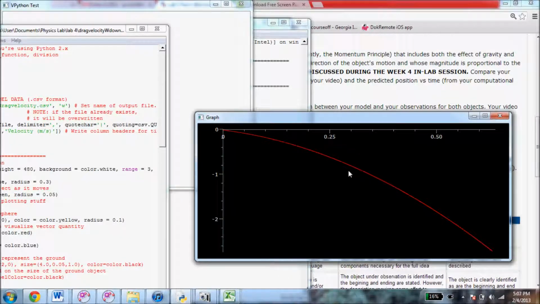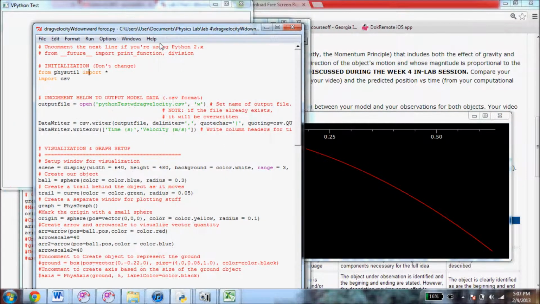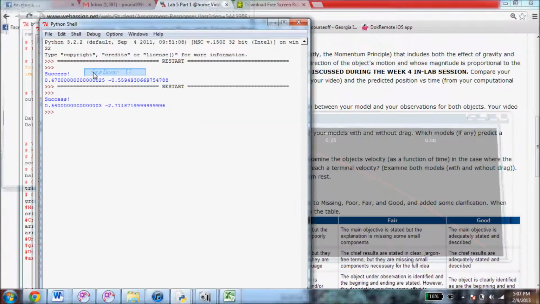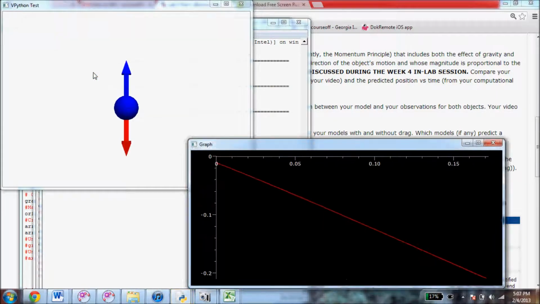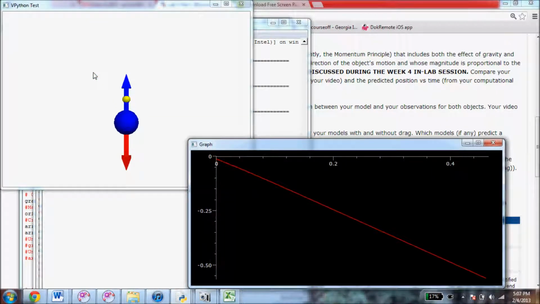For the what if question, I've already run the model including an initial downward velocity with no drag in free fall, and as you can see, it doesn't change the graph much. It seems like it just starts at a higher velocity and continues to gain speed as it falls. But if I run the model that includes drag force, as you can see, the entire graph is a straight line. There is no curve, there's no acceleration.